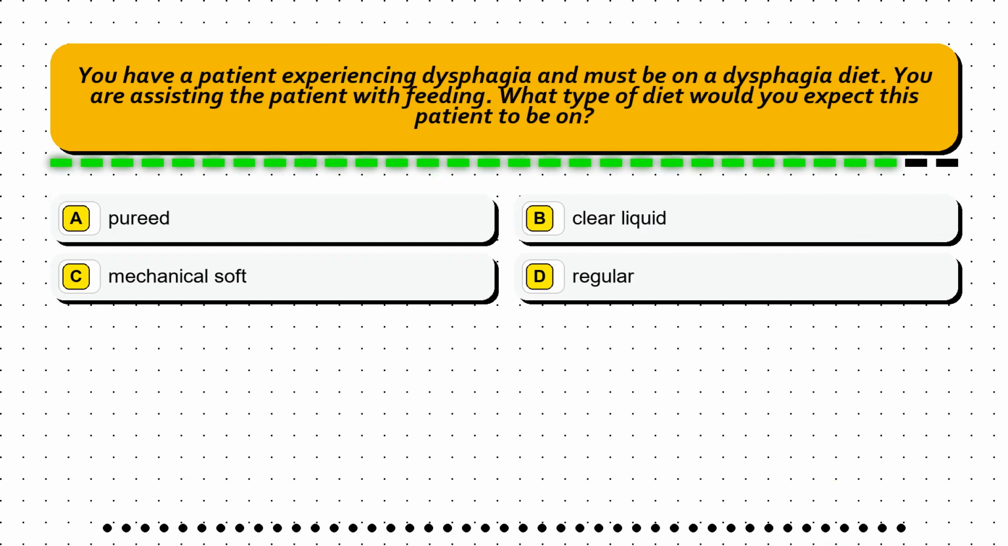Question 11. You have a patient experiencing dysphagia and must be on a dysphagia diet. You are assisting the patient with feeding. What type of diet would you expect this patient to be on? Option A, pureed. Option B, clear liquid. Option C, mechanical soft. Option D, irregular.